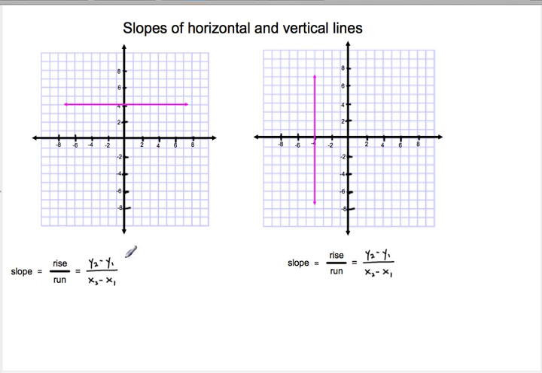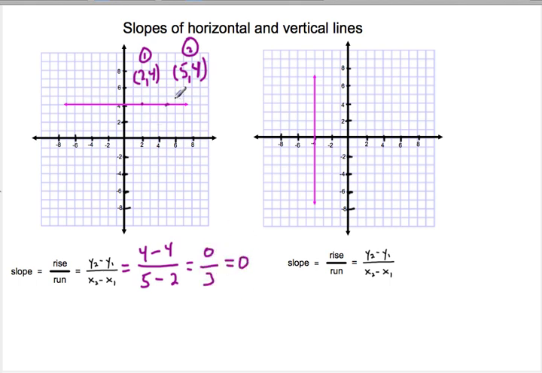So let's start with this one, the horizontal. We can pick any 2 points here, any 2 points at all. Let's keep them positive and make it easy. So we'll choose 2, 4 and 5, 4. And we call this point 1 and this point 2. So y2 is 4, minus y1 is also 4, and then x2 is 5, and x1 is 2. And so the slope is 0 over 3, and so the slope of this horizontal line, and every horizontal line, is going to be 0.